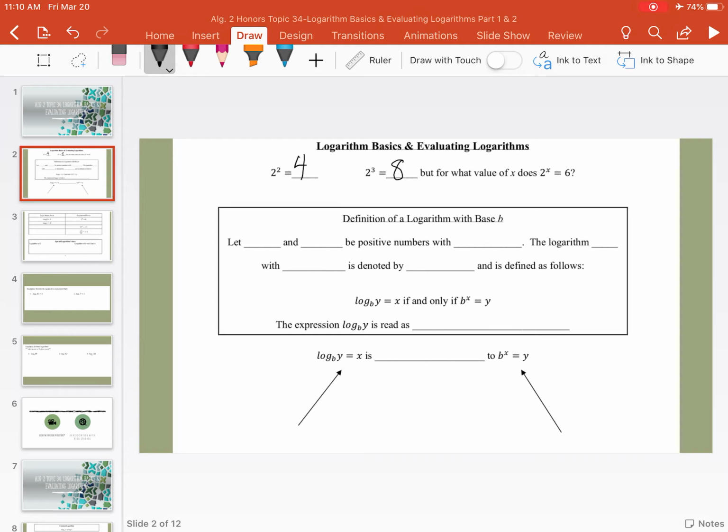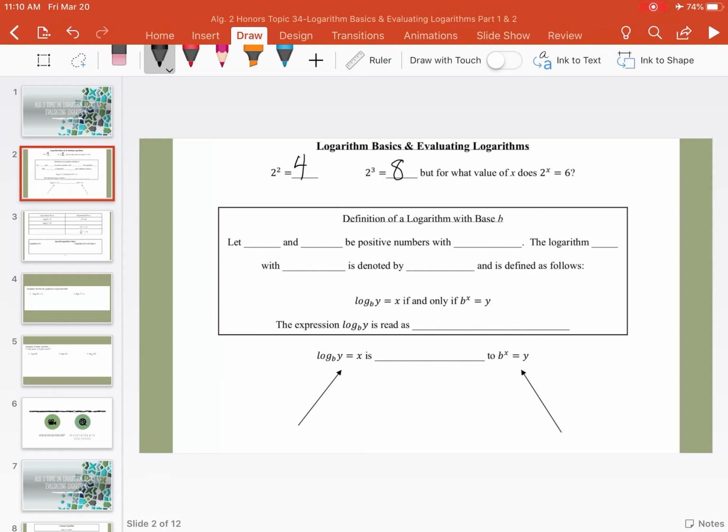But what if we're given our base and we're given our answer, but we don't know what exponent it's raised to? So we're trying to figure that out. For example, 2 to the x equals 6. We don't know what x is here. And unfortunately, it doesn't really work out to an even number that we can just think of off the top of our head. That's where we use logarithms.